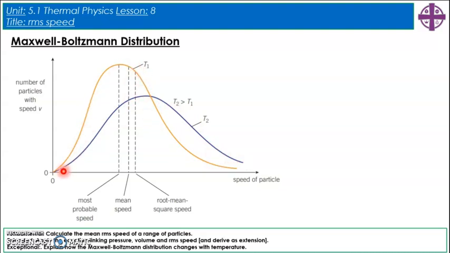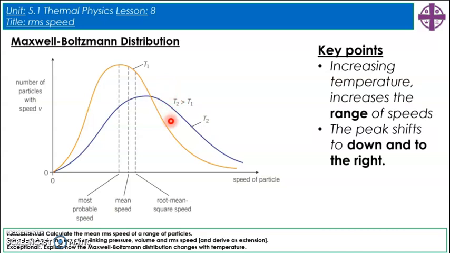This is really important. When you heat up the gas, the peak shifts to the right and it moves down. So you have a greater range of speeds. That makes sense, because if I heat up my gas, the particles are going to be moving around much more quickly. So you would expect more particles with a higher speed. So when you heat it up, the peak shifts to the right, and it also flattens. Some key points to make sure you have in your notes.